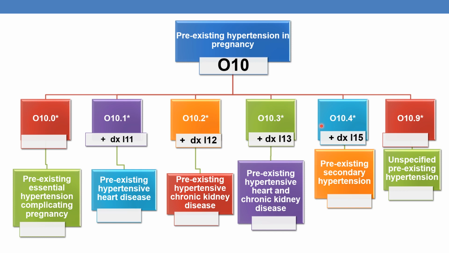Next is O10.4. It deals with pre-existing secondary hypertension in pregnancy. All the cases are in pregnancy cases only. Next, finally, O10.9 deals with unspecified pre-existing hypertension in pregnancy. And whenever we are coding a code from the O10.4 series, you need to use an additional code from category I15 in order to specify the type of secondary hypertension.